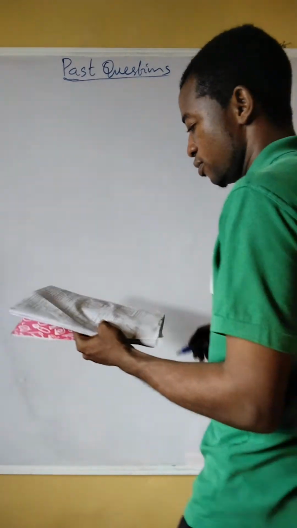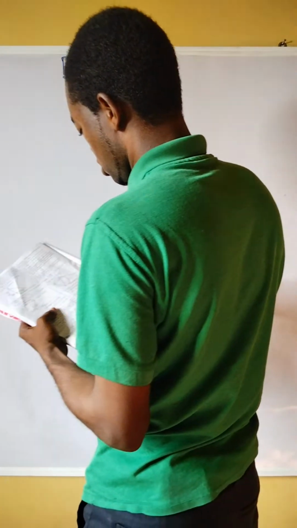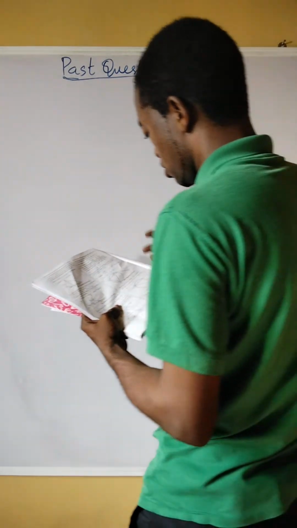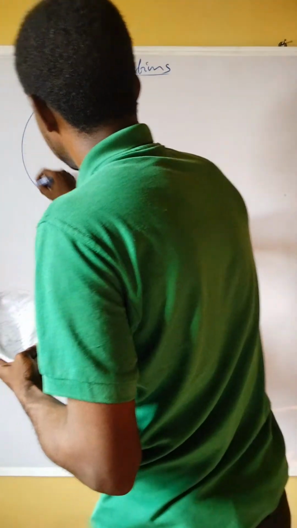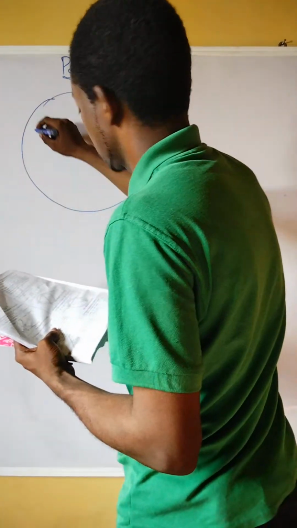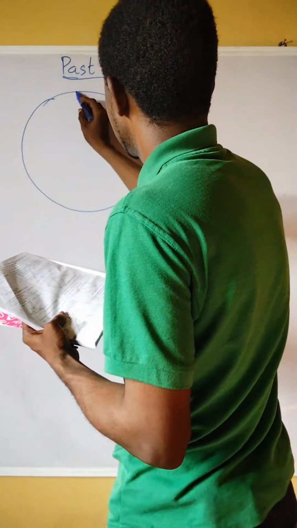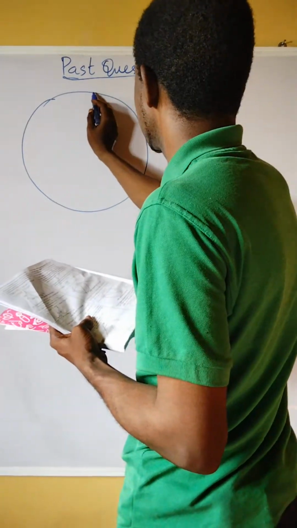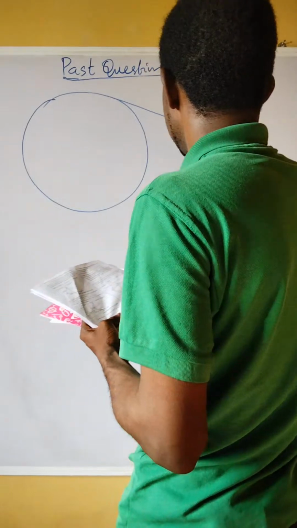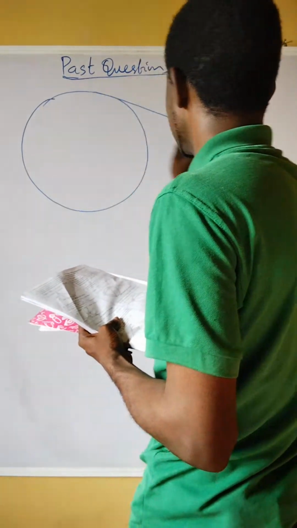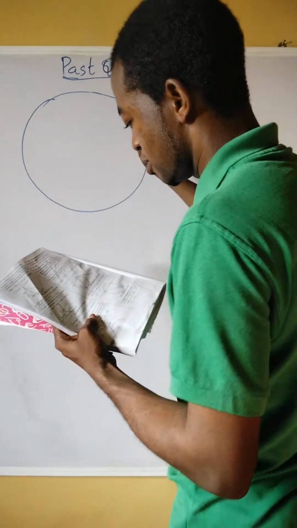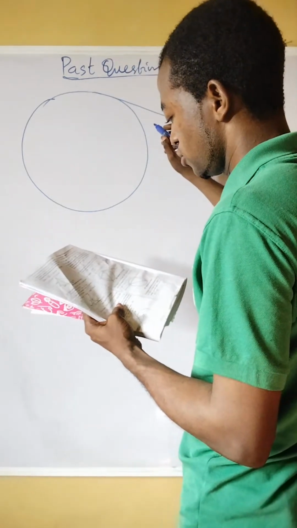So we have this particular question given here. There is a line drawn up here that touches this circle, and this line is known as a tangent.